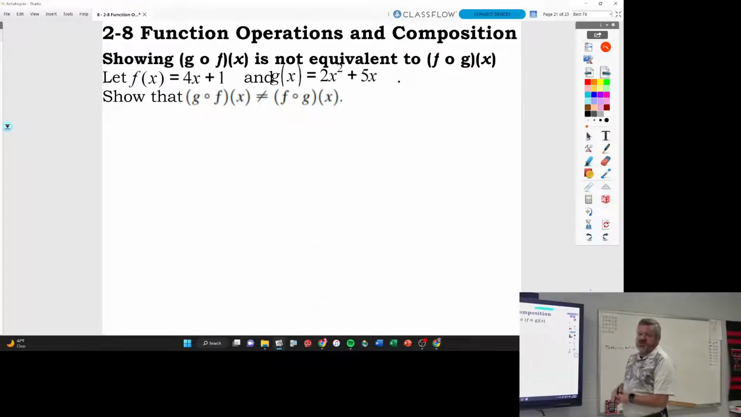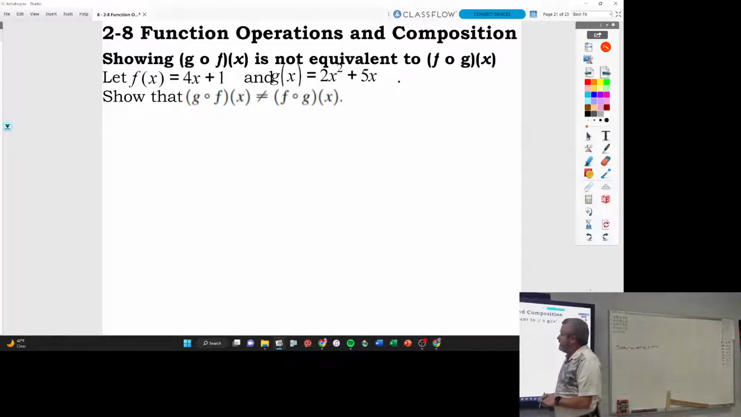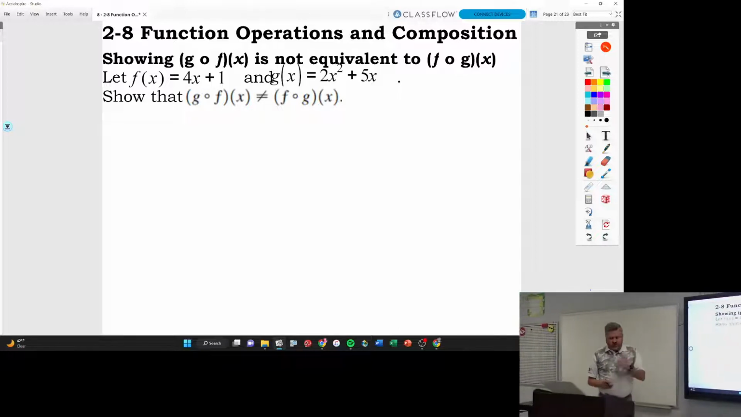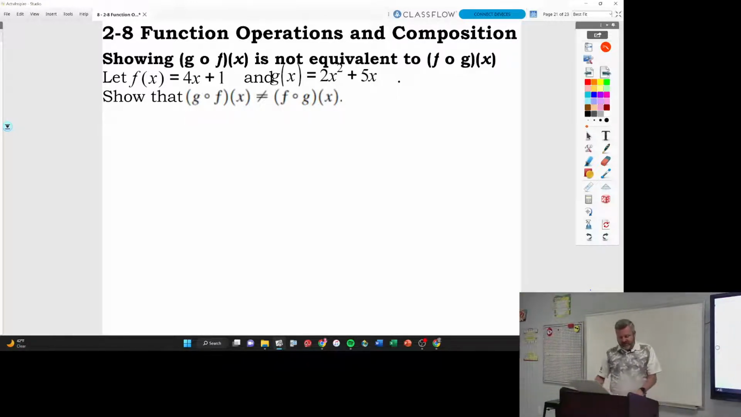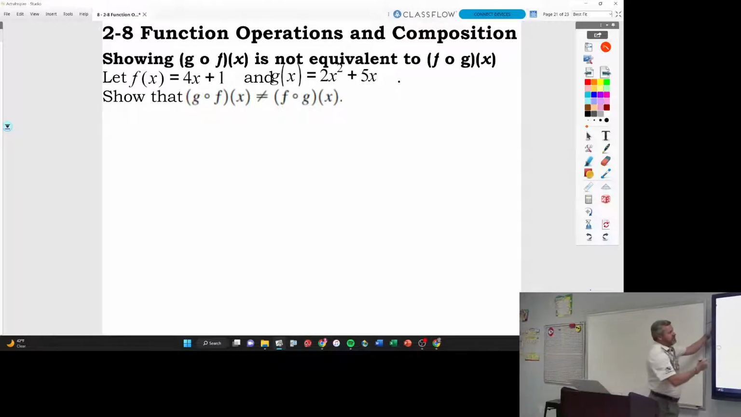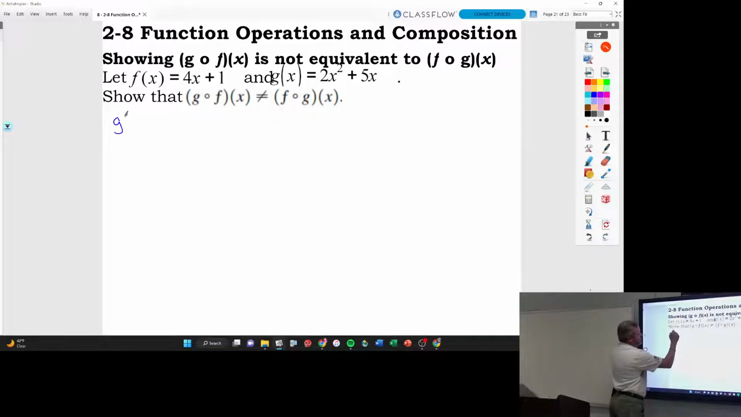Okay, showing that g of f of x is not equivalent to f of g of x. So I have two functions, f of x and g of x, two different values, and I want to show that g of f of x is not the same thing as f of g of x. So let's start with g of f of x.